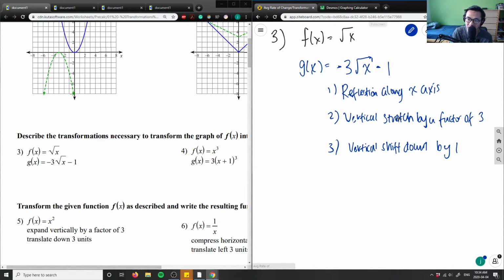So as you can see, I have three things here. The reflection along the x-axis is denoted by the negative sign in this case. So this negative here. The vertical stretch by a factor of 3 is denoted by this 3 here. And the vertical shift down by 1 is denoted by this -1 here. So you can see how the three transformations are reflected algebraically in g of x. I'll give you a moment to digest that while I write down number 4.